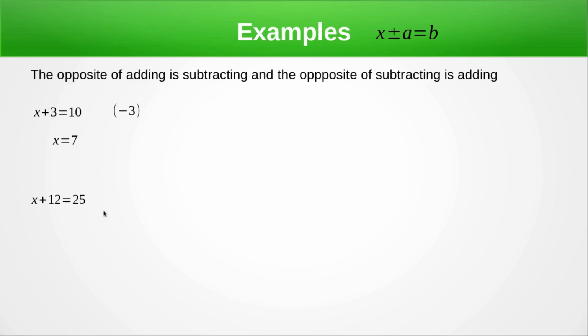Let's look at our next example. X add 12 equals 27. Well, how do we cancel out adding 12? What's the opposite of adding? It's subtracting. So we're going to subtract 12. That cancels out the adding 12 and changes the 27 to 15.